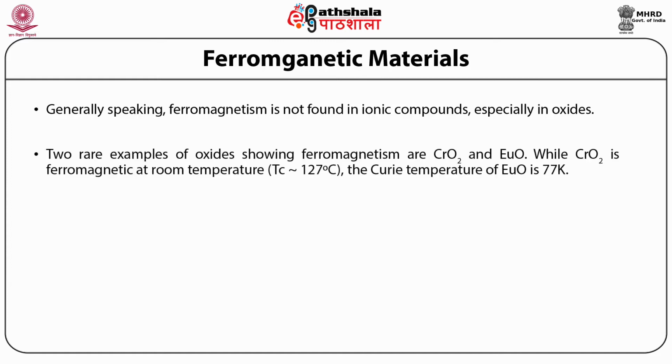Two rare examples of oxides showing ferromagnetism are CrO2 and EuO. While chromium oxide, that is CrO2, is ferromagnetic at room temperature, that is, Tc is around 127 degrees Celsius, the Curie temperature of EuO is 77 Kelvin.